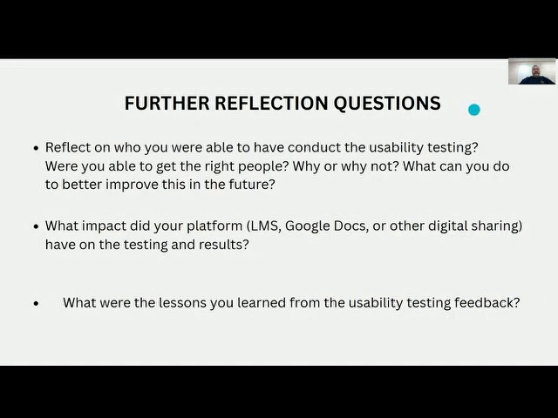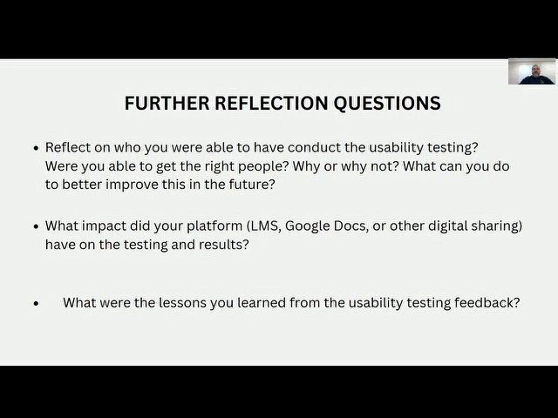Further questions for reflection. I was able to have, again, 3 students and 2 colleagues. The one student was not the right person to get because he became very frustrated as he had limited access at home and limited access at school. So he gave the lower ratings. Next time, in order to improve, I need to make sure that people have the available access and are able to complete the course.